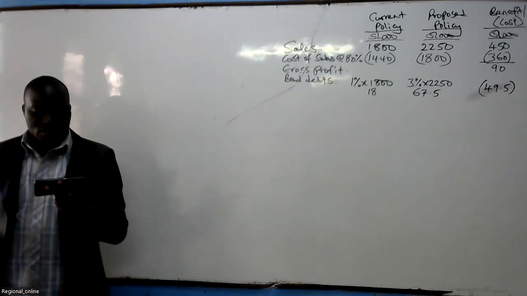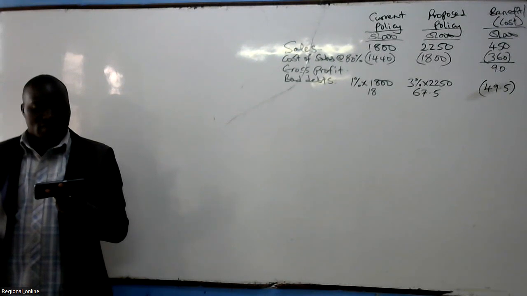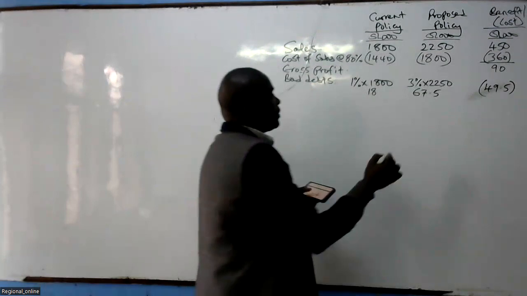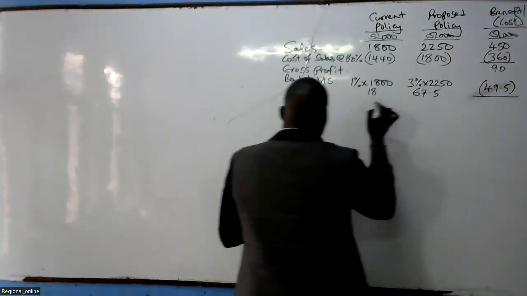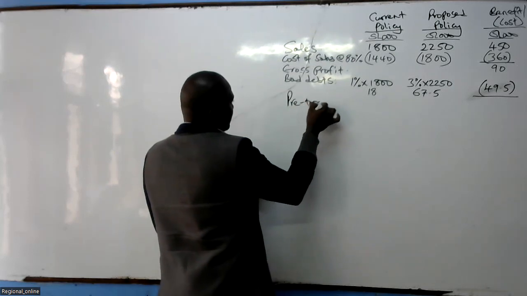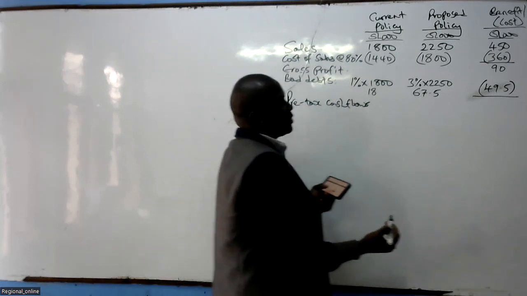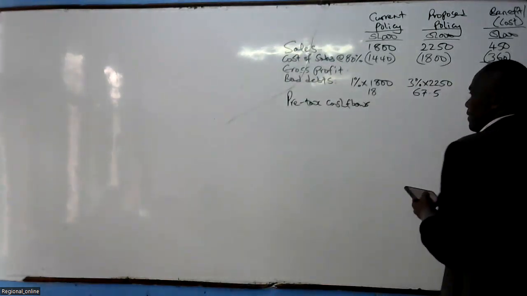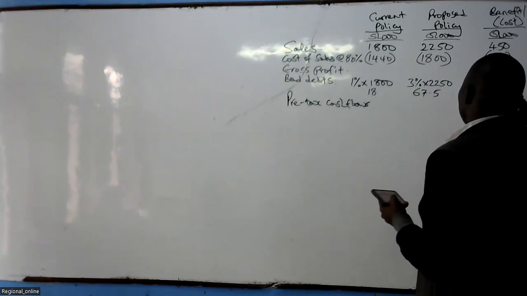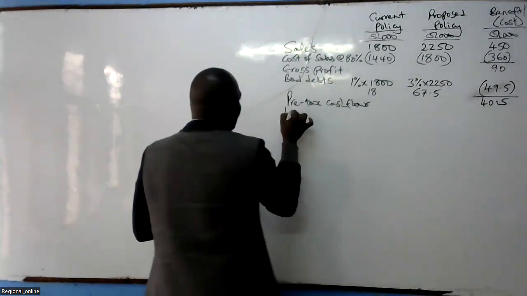There is no discount. There is nothing else apart from the receivables period. There is no other expense. So therefore, we have the pre-tax cash flows: 90 minus 49.5, giving 40.5.